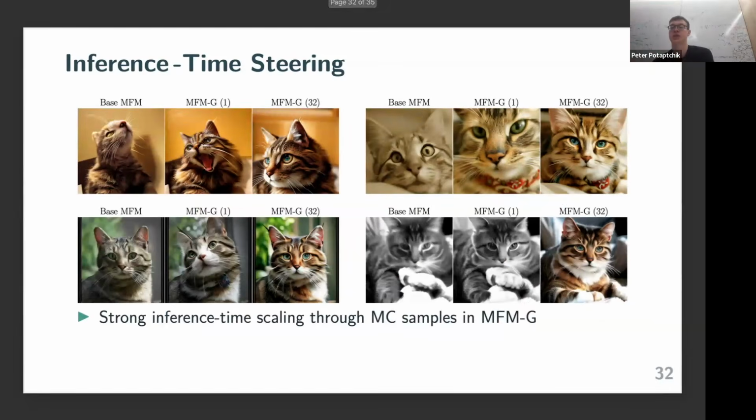Okay, and here I just want to visualize some samples. In the first column here, we have our base meta flow map. In the second column, we have our steering procedure where we're steering on, I believe, HPS. And here we're just using one Monte Carlo sample to estimate the posterior. And then in the final column, you are using 32 samples to estimate the posterior. And I think there's a nice progression from left to right.